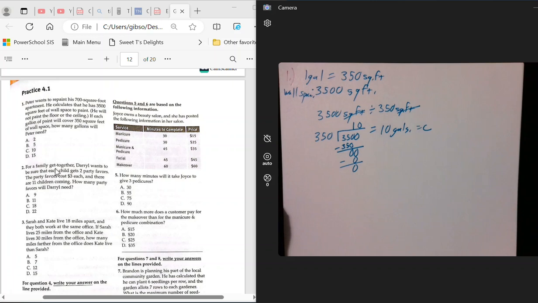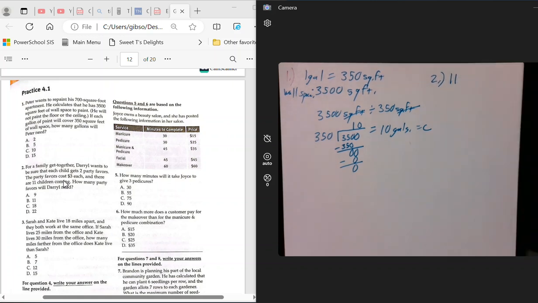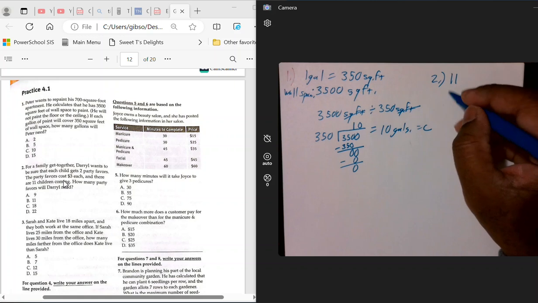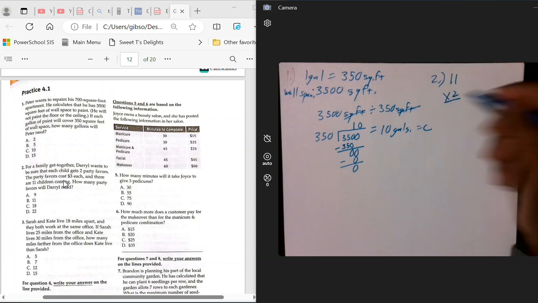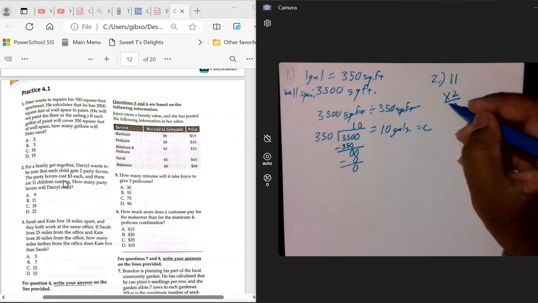So we look here, Daryl wants to give each child 2 party favors, and there are 11 children coming. So to determine what we will have here, we have 11 children coming. Daryl wants to give them 2 apiece, which we will multiply by 2. So we have 2 times 1 is 2, and 2 times 1 is 2.